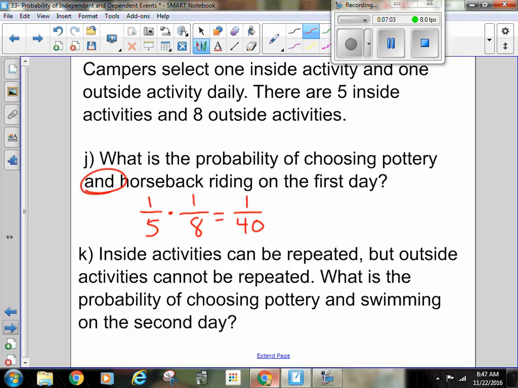K says inside activities can be repeated, but outside activities cannot. So what's the probability of choosing pottery and swimming on the second day? Okay, so pottery is still 1 out of 5. Okay, swimming is, there's still just 1 choice of swimming, but now we don't have 8 choices, we only have 7 choices. Okay, so then we have 1 out of 35. So change that second number a little bit because we can't repeat. All right, there you go.